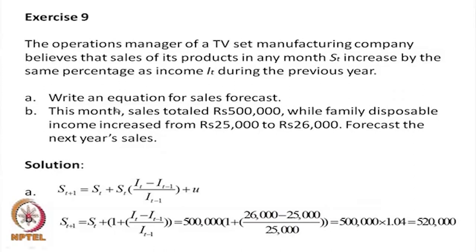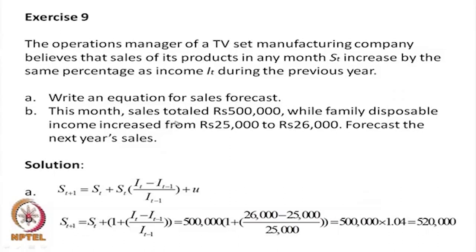So, the first part of the question is to write an equation for sales forecast. The problem statement says that the operations manager believes that the sales of its products in month St increase by the same percentage as income It. So, we shall write St plus 1 as equal to St plus the change in S. The change in S is some fraction of St, and that fraction is nothing but the income percentage change, which is It minus It minus 1 divided by It minus 1. This is the fractional change, which is the same for St. U is the noise or the random error. So St plus 1 is St plus St into this fraction.